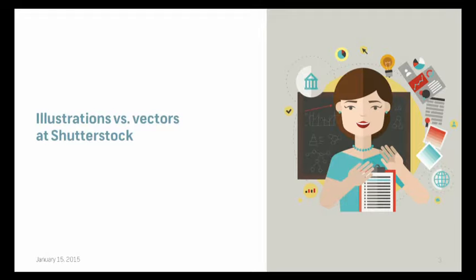So let's start off talking about illustrations versus vectors at Shutterstock. Like I said before, you might be thinking, isn't an illustration a vector? Is a vector an illustration? And in a way, a vector is always an illustration, but an illustration is never a vector at Shutterstock anyway. So let's talk about how these content types are defined.